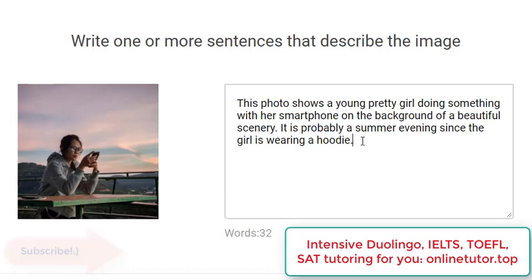It is probably a summer evening since the girl is wearing a hoodie. Yeah, not very clever either because she can wear a hoodie even in winter. But let it be. I don't think I will be punished for this because grammar is okay.